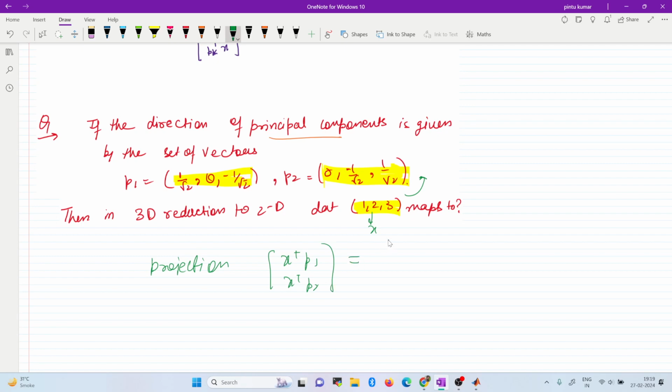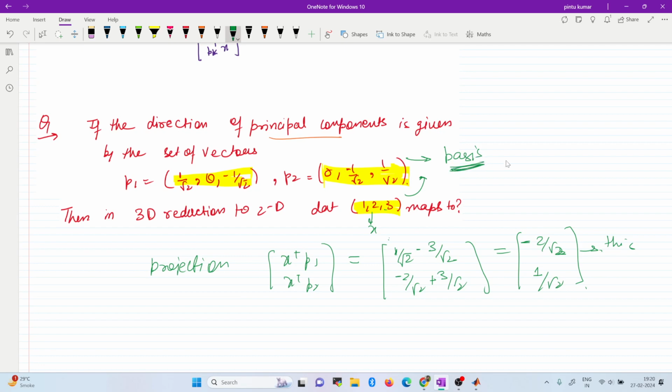So this is 1 by root 2 minus 3 by root 2, and the second component would be minus 2 by root 2 plus 3 by root 2. So this is minus 2 by root 2, and this is 1 by root 2. So this is what you will obtain in 2 dimensions. The projection of this point in 2 dimensions is this, with respect to these as your basis.